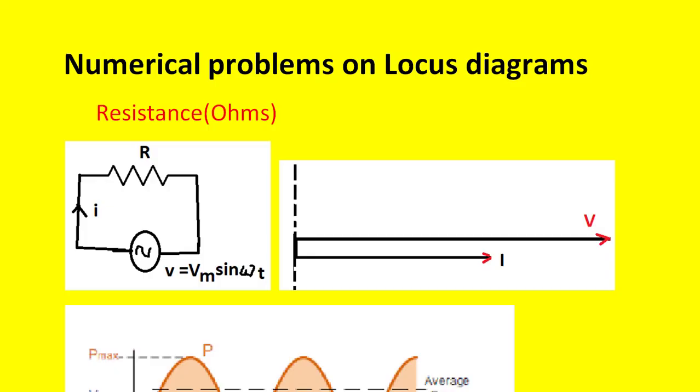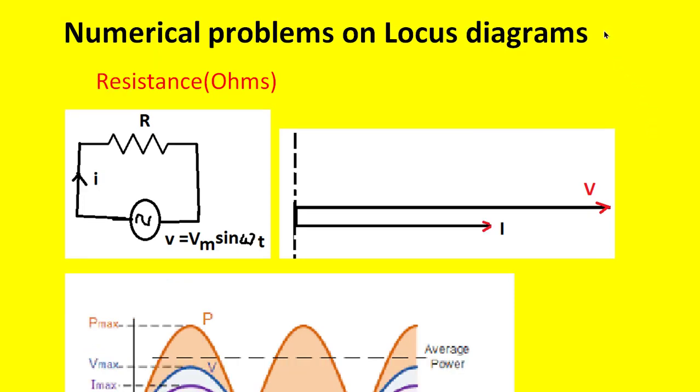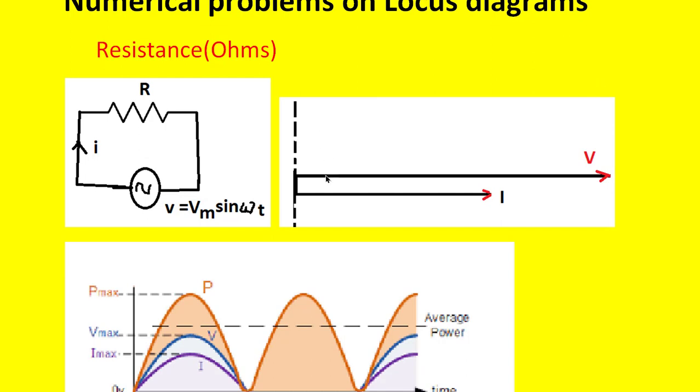Hello friends, today I will discuss the numerical problems on locus diagrams. To understand the locus diagrams, one should know the voltage and current relations in the passive elements resistance, inductance and capacitance. In a pure resistor, when AC voltage is applied, current flows through the resistor, then the voltage across the resistor and the current flowing through the resistor are in phase with each other like this.